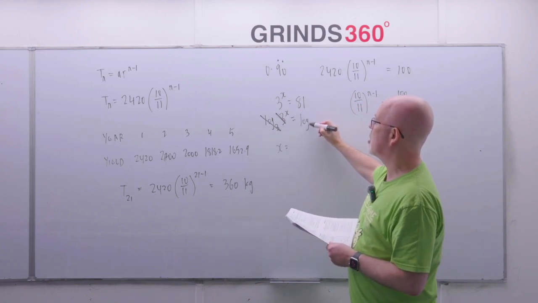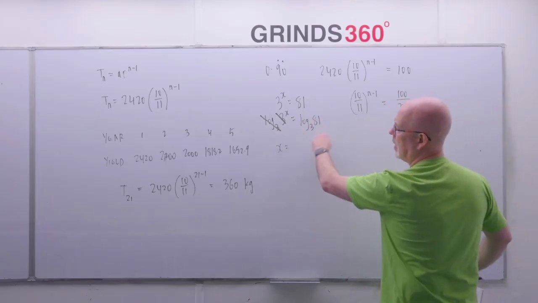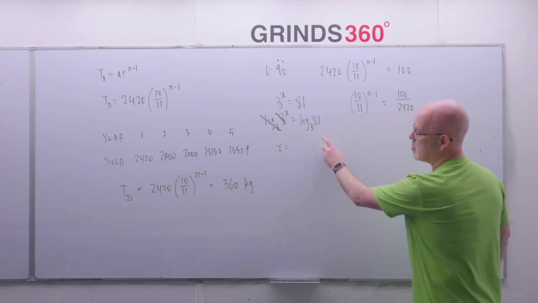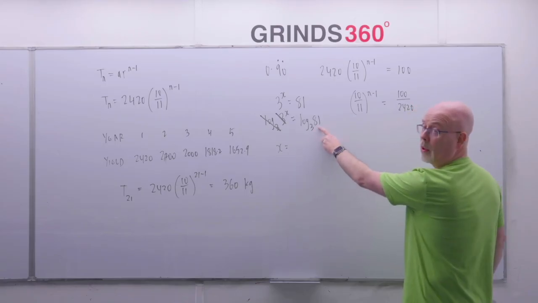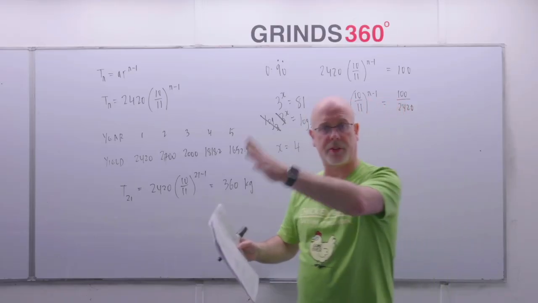So whatever I do on the left, I got to do on the right. And what I'm asking when I put this into my calculator, this thing here, I'm asking my calculator how many times do I have to multiply that number by itself to get that one? And your calculator will tell you the answer is 4. Because 3 by 3 by 3 by 3 is 81.